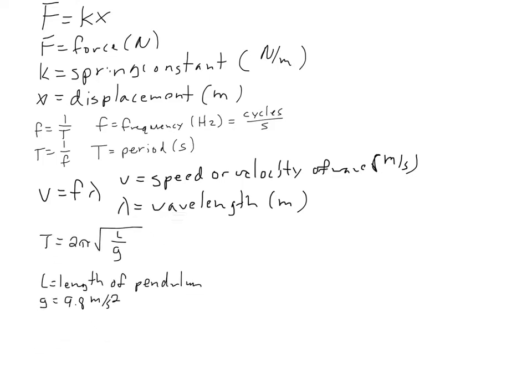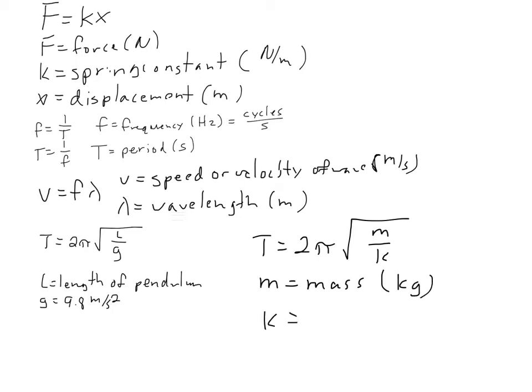And our last equation is going to be the period of a mass on a spring. It's going to be equal to 2 pi times the square root of m over k. T is still the period, pi is still pi, m is the mass of the object at the end of the spring in kilograms, and k is the spring constant still, and that's in newtons per meter. So I don't remember its spring constant, but it's up there at the top.